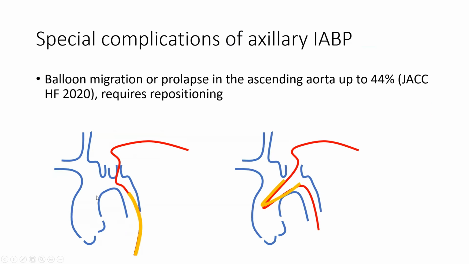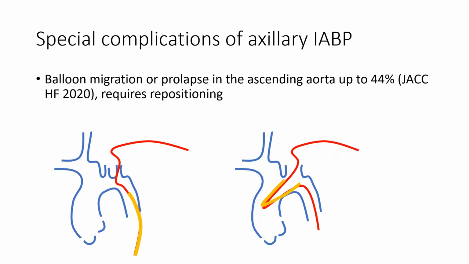Now, I want to describe some special complications of axillary balloon pump that you don't see as much with standard femoral balloon pump. One, a unique complication that we see commonly is balloon migration and prolapse into the ascending aorta, which is seen in up to 44% of patients based on that series from the Methodist Hospital. And that requires repositioning in the cath lab.